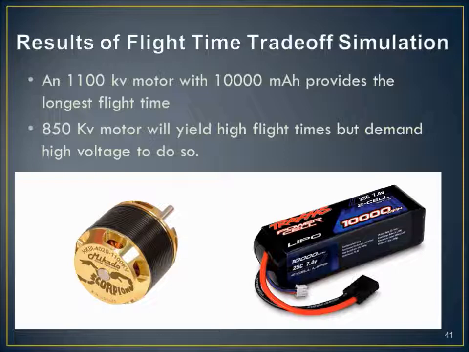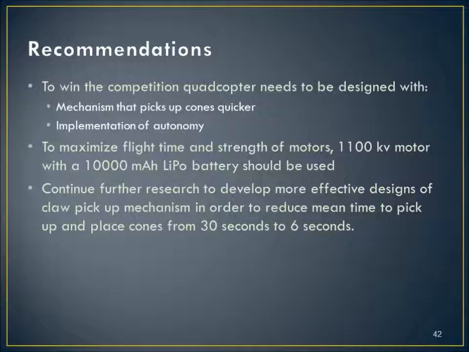In order to win this competition, a mechanism needs to be designed that can pick up cones quicker and can reduce that standard deviation, ideally getting it down to about 6 seconds. Also, autonomy should be implemented so we can have a 5x point multiplier instead of a 3x point multiplier.